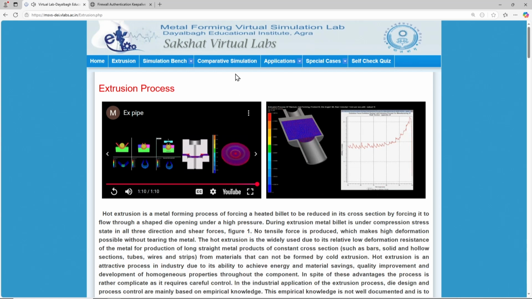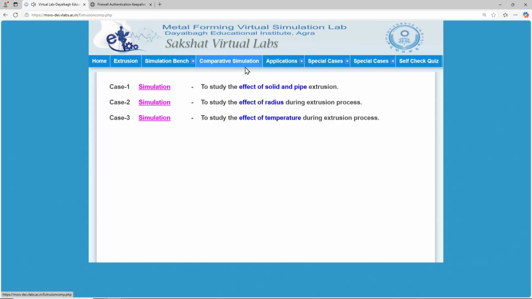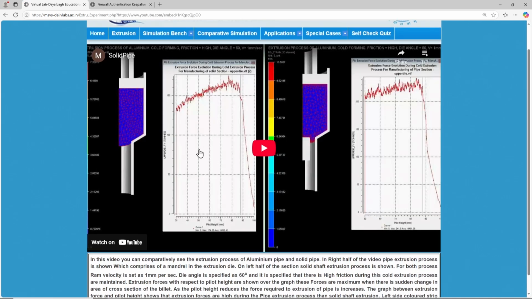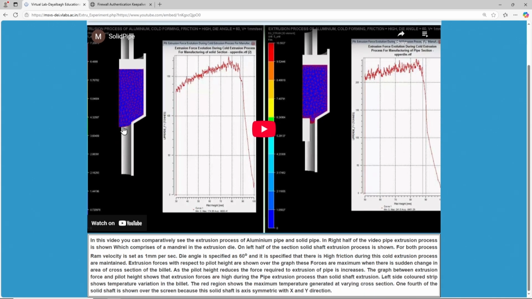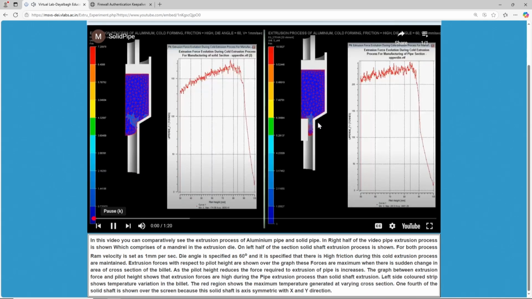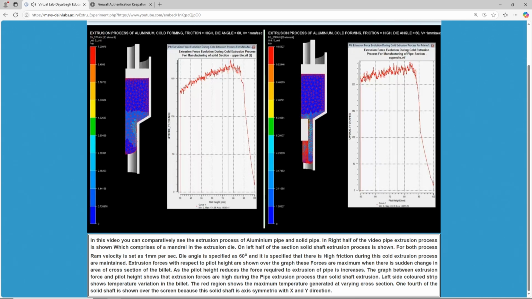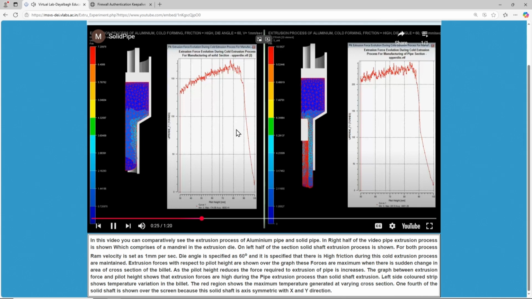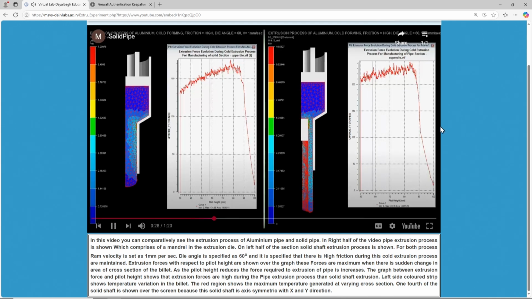Let me come to the simulation of extrusion. Comparative simulation. It will compare solid and pipe extrusion. If I click here, it gives a video where on the left hand side you will see the solid extrusion, and on the right hand side there is a pipe extrusion. The die angle is specified here, 60 degrees, and the speed is 1 millimeter per second. Extrusion process for aluminum is given in both halves. The graph between extrusion force and pilot height shows the extrusion forces are higher during pipe extrusion than solid shaft extrusion.